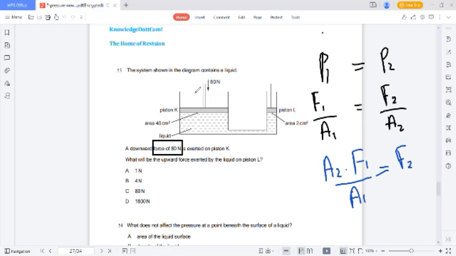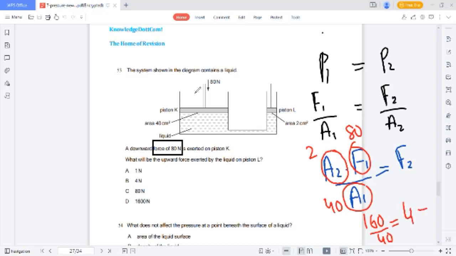So A2 is 40. F1 is 80. A1 is, no, this one is 2. This one is 40. So F2 is 4. So the correct option is this one. This is F2.